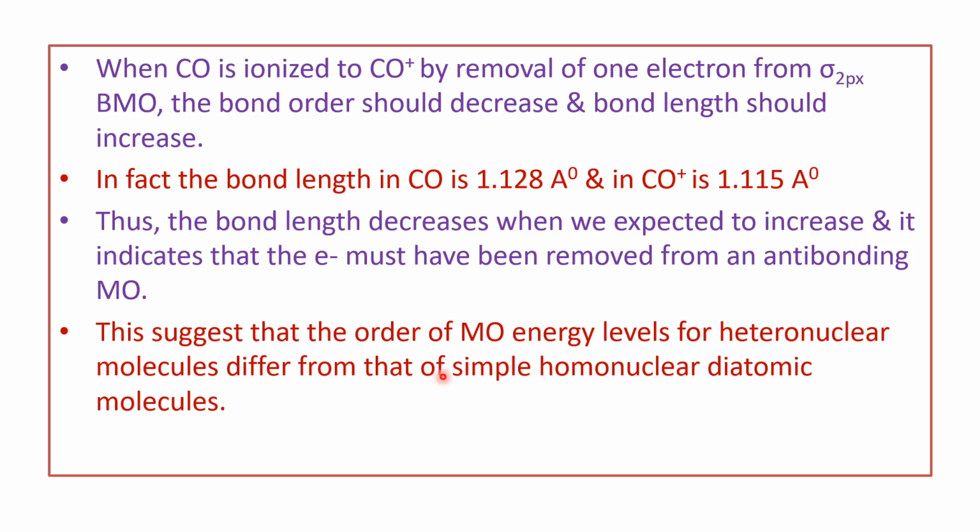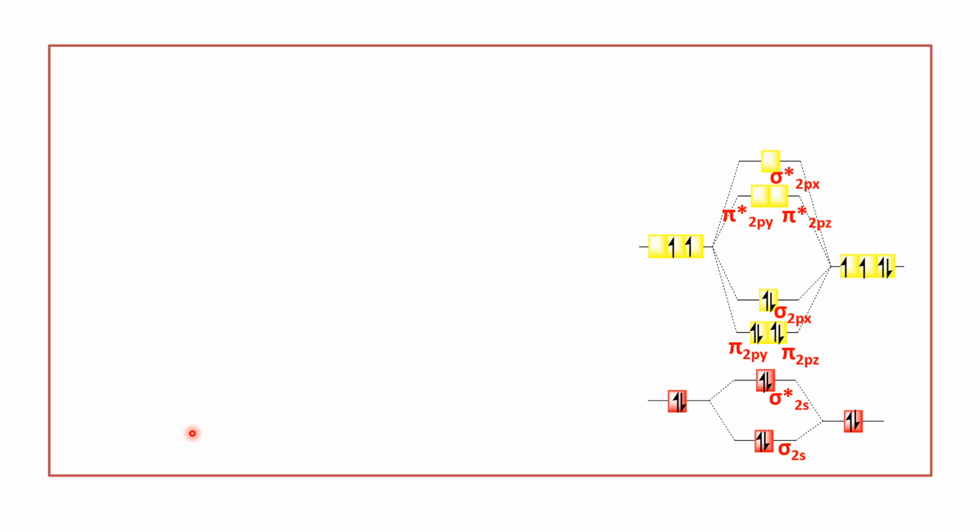So this suggests that the order of MO energy levels for heteronuclear diatomic molecules differs from that of the simple homonuclear diatomic molecules. So let us see this by taking an MO energy level diagram of the CO molecule, right? From this diagram we can say that the last entering electrons are present in the bonding orbital, that is the sigma 2px, and we have to remove the electron from the bonding only because they are the last electrons.